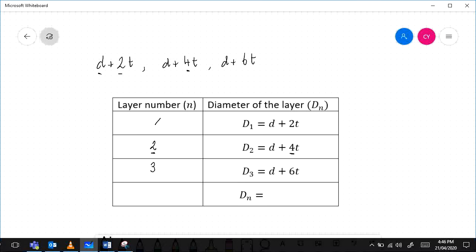In general, we could say that the diameter at any given layer is D plus 2 times n times t, or capital D equals D plus 2nt. And then in general, if that's the diameter of a layer, the circumference of that layer is just pi times that. Pi times (D plus 2nt).